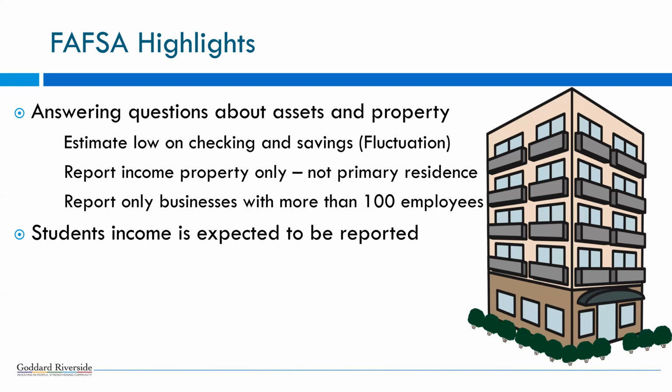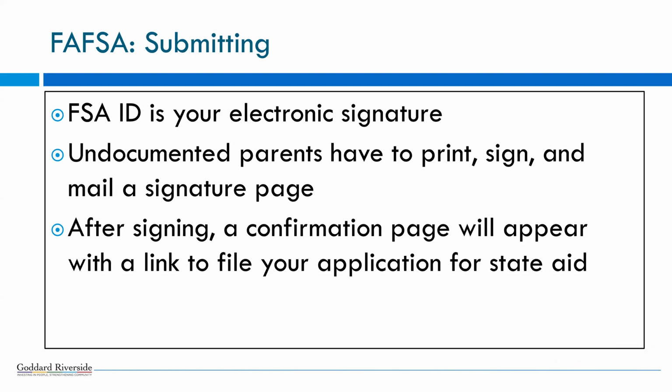Students' income is expected to be reported. I know I've said this earlier, but again, it's important that we are being accurate with these forms. We need to make sure that they have an accurate picture of our student, and be honest. We don't want to have a hiccup that causes a student not to get aid because they found something that was inaccurate. All right. And then submitting FAFSA, your FSA ID is your signature.